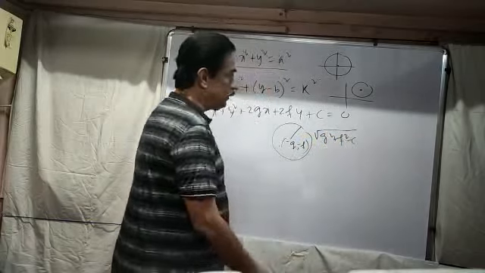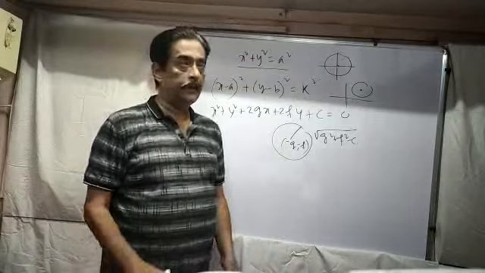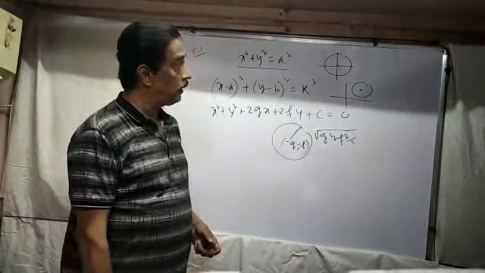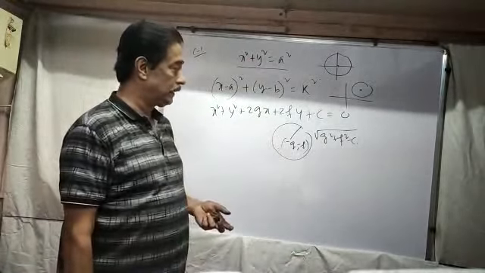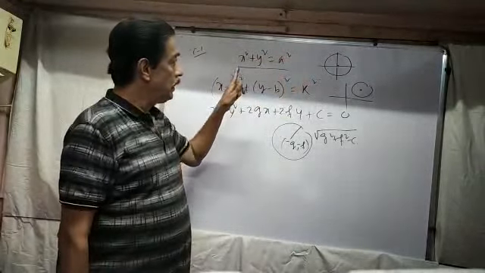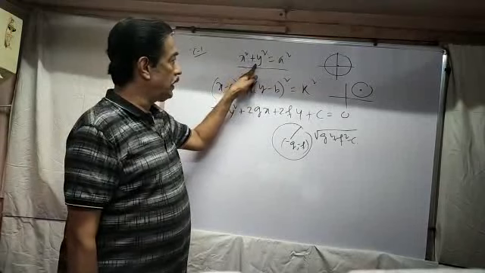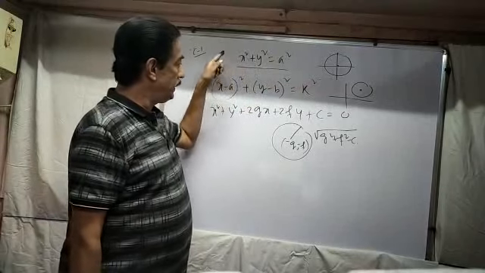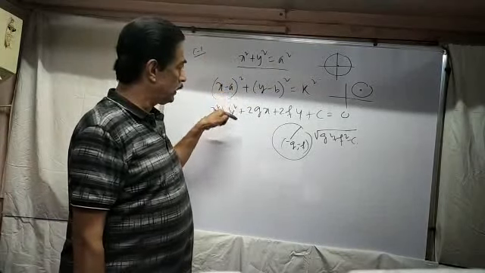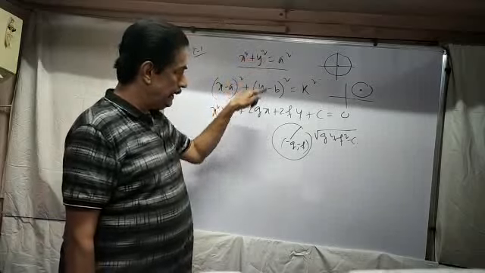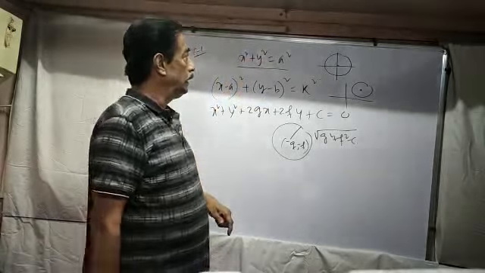minus c. As we are coming from a BTech background, they want to learn what you have done at your HS level. So these are the standard forms where the maximum power of x and the maximum power of y is 2, and the coefficient of x square and the coefficient of y square are the same. Either in this form or this form or this form, all equations indicate the equation of a circle.